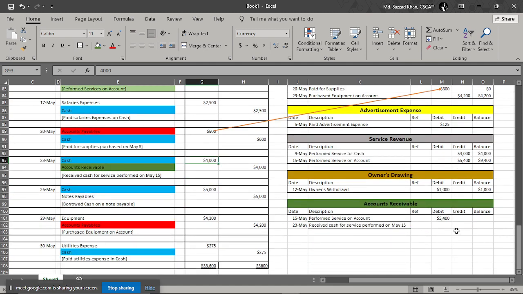Then we don't care about that. So what happened? Accounts receivable was 4,000 here, right? Credit 4,000, right?